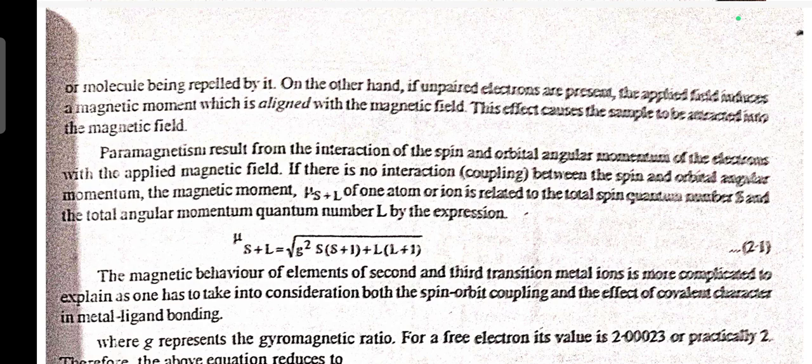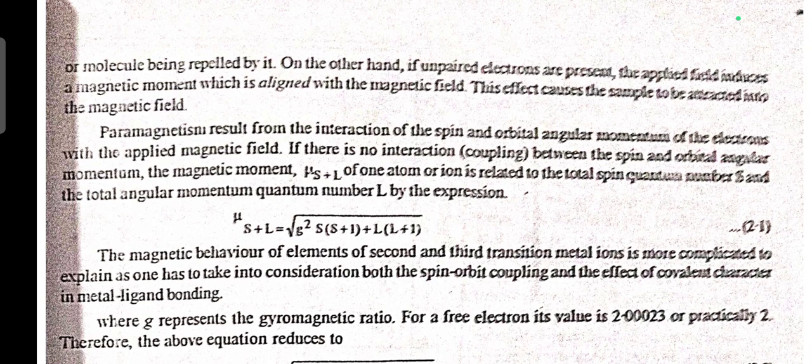The magnetic behavior of elements of the second and third transition metal ions is more complicated to explain, as one has to take into consideration both the spin-orbit coupling and the effect of covalent character in metal-ligand bonding, where g represents the gyromagnetic ratio.